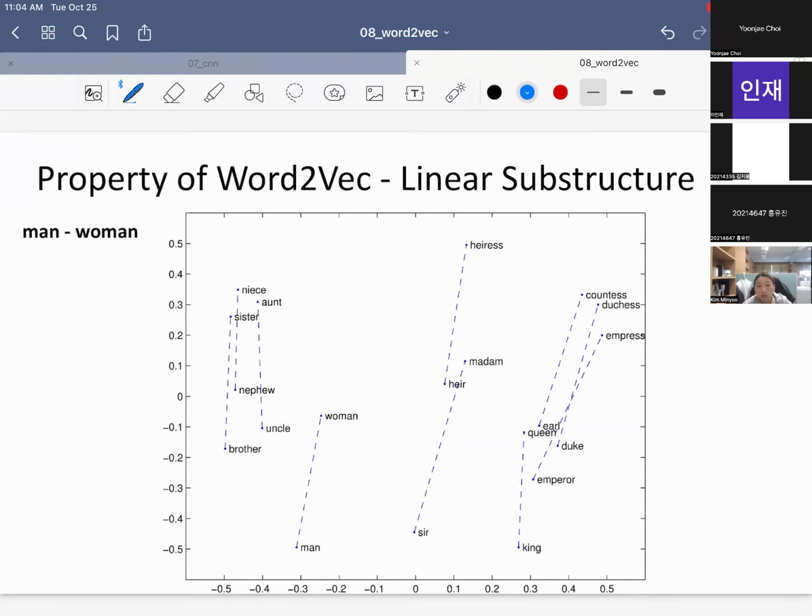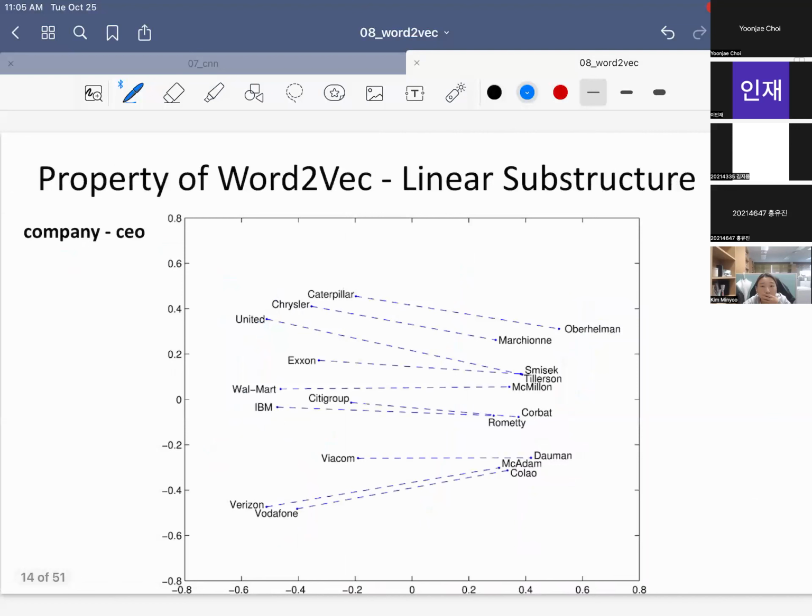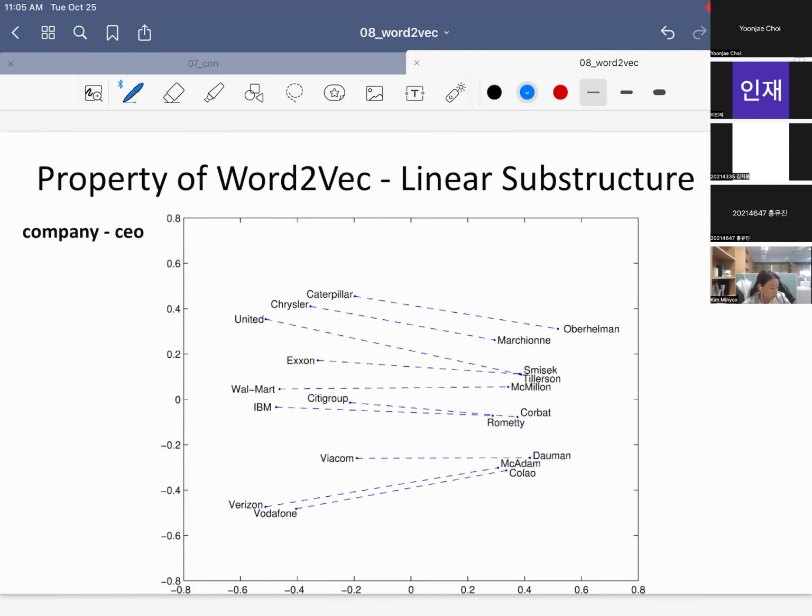So you can see the real examples here. This is the man versus woman relationship. There's niece, nephew, sister, brother, aunt, uncle, and that kind of stuff. Woman, man, and you can see the difference vector between any pair of female word and male word is approximately the same. It's always like this. They're not exactly the same, but they're usually the same. And then company and CEO. I think this is the company side, and this is the CEO side. You can see the same thing happening here.